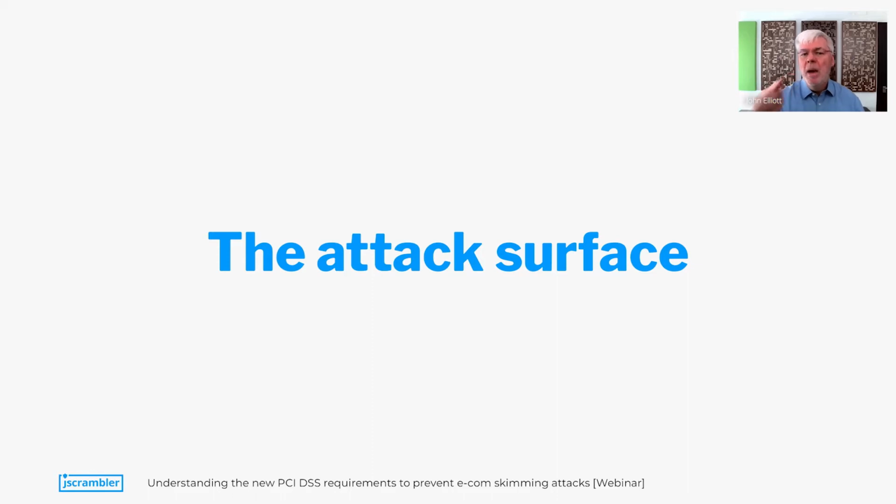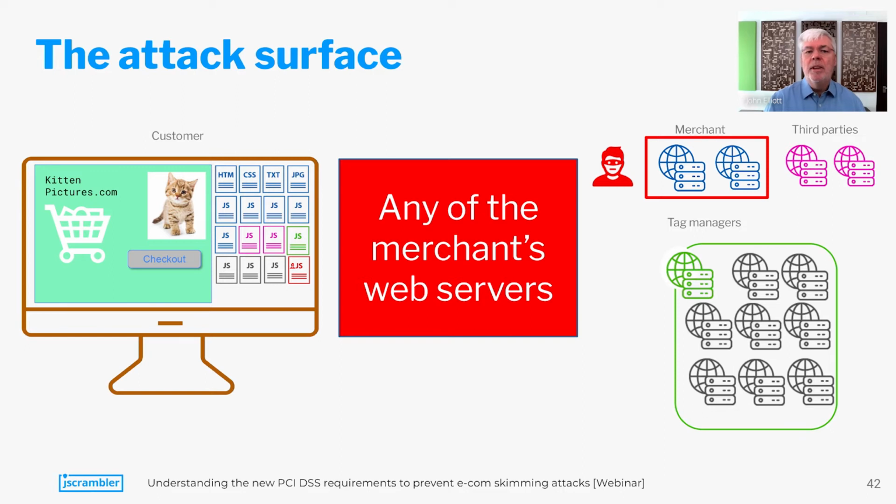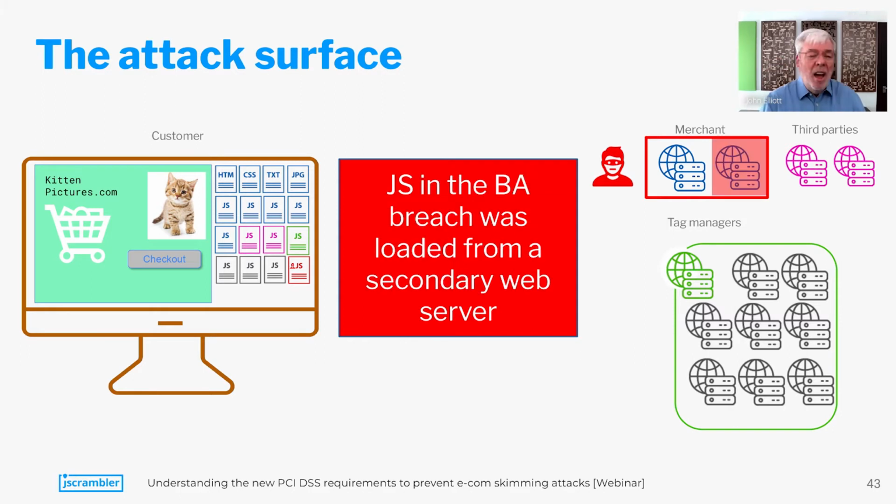Now, you may be wondering how the criminal gets their JavaScript to load in the consumer's browser. So let's look at the attack surface. Remember, all the criminal needs to do is to get the consumer browser to load their raw JavaScript. So they need to attack any of the locations from where the browser loads JavaScript. If the criminal gained access to the merchant's own web servers, they could either edit the JavaScript on the web server or insert a command to load their own criminal JavaScript. And that's how the attack against British Airways was carried out.